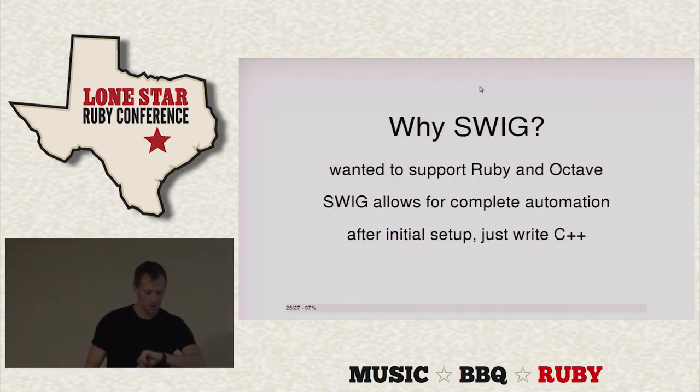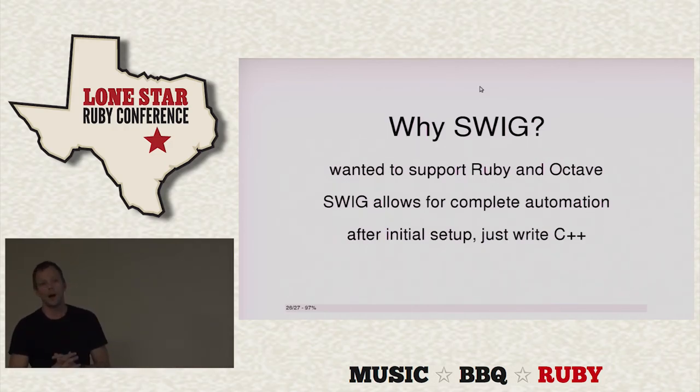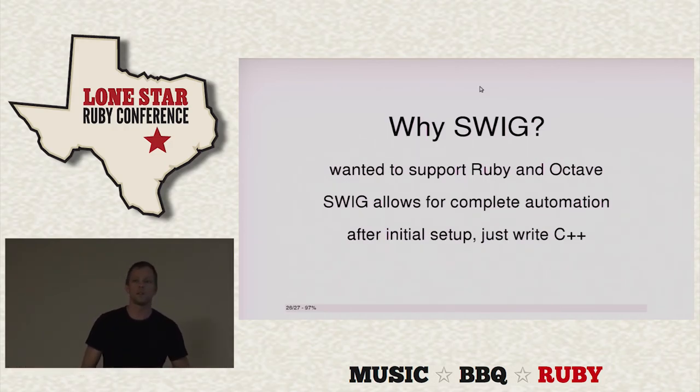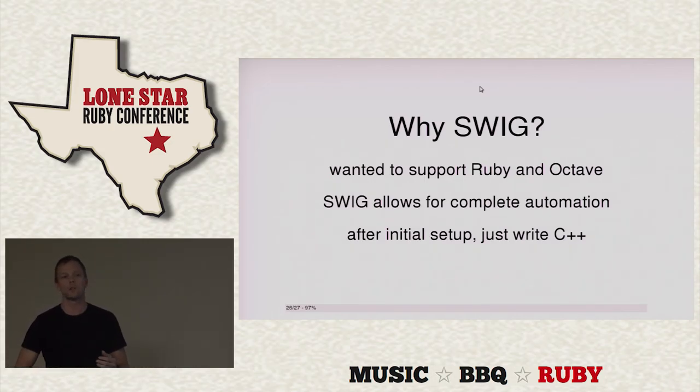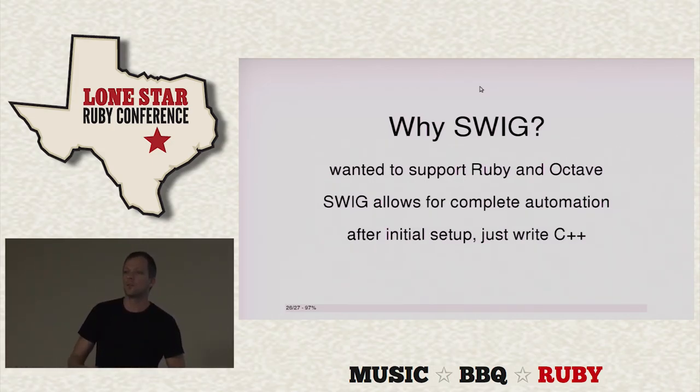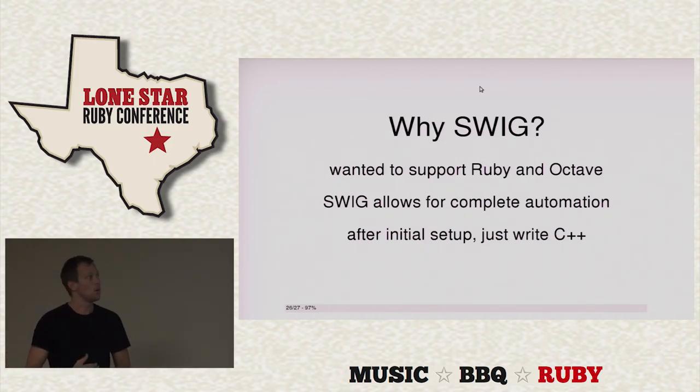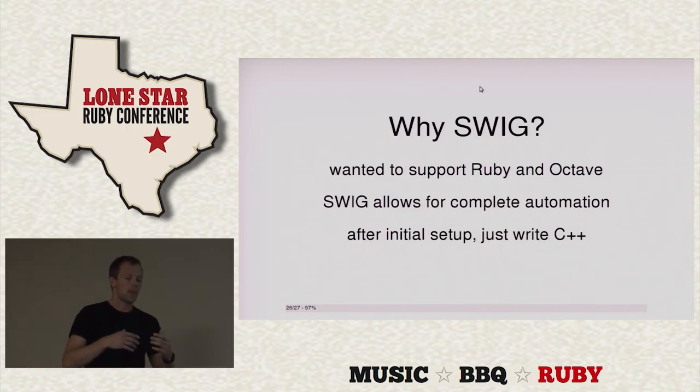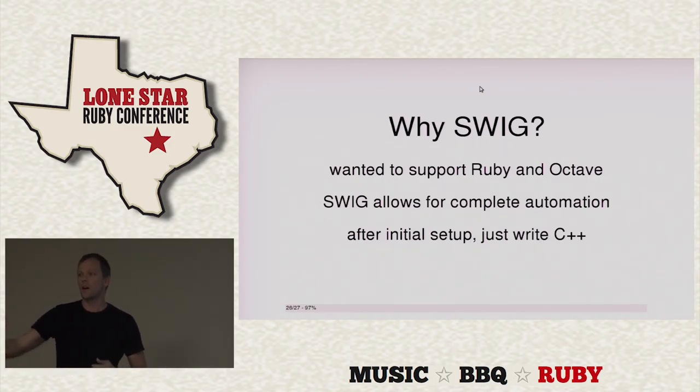All right, so why did I go with SWIG? Really, the main reason is it's the only one that would let me build an extension for Ruby and for Octave without repeating myself. So it was pretty attractive for that. One of the other advantages is it does let you automate building the interface. In other words, the SWIG interface file, once that's set up for the data types that you're going to be using within your app, if you go define a bunch of new methods, you don't have to go relist them.